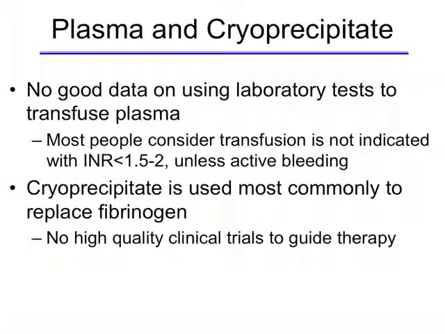When the INR is less than 1.5, there is no need to treat unless there is active bleeding. Cryoprecipitate is most commonly used to replace fibrinogen, but there are no high-quality clinical trials to help us guide therapy.